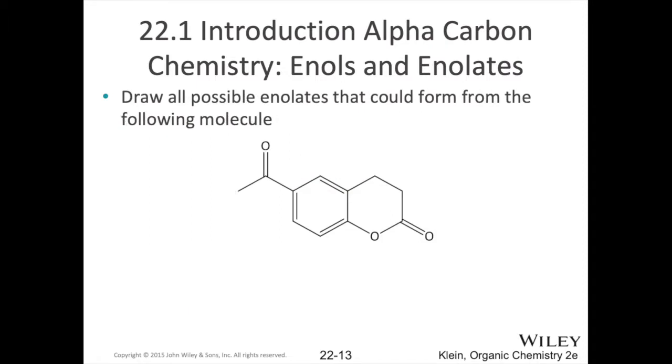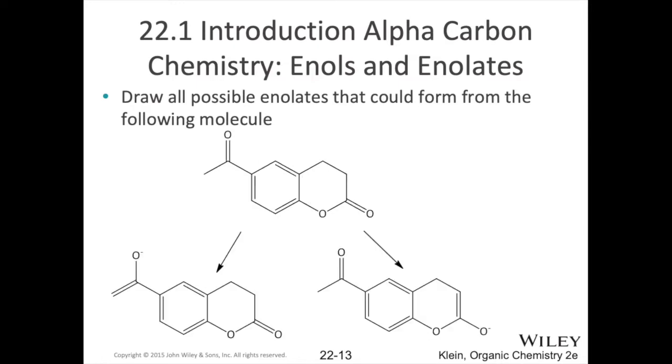So let's practice this. Here is a molecule. Go ahead and identify the enolates you could form. So basically, look for any alpha carbons that might be easy to deprotonate, and go ahead and draw them in their deprotonated form.